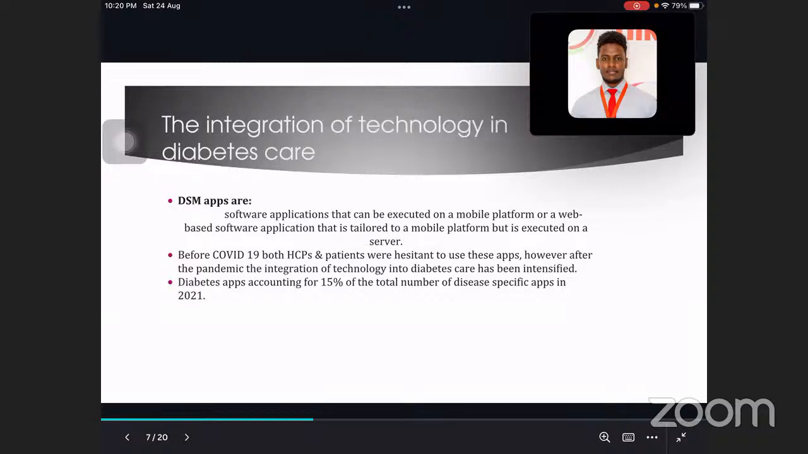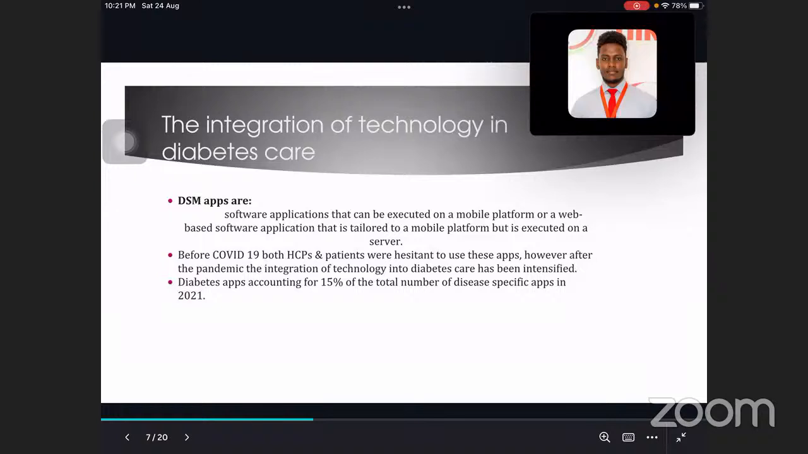Then the solution for this condition, to effectively deliver the diabetes self-management to the patient, is the integration of technology in diabetes care. And this led to the innovation of diabetes self-management applications, which are software applications that can be executed on a mobile platform, or a web-based software application that is tailored to a mobile platform but is executed on a server.